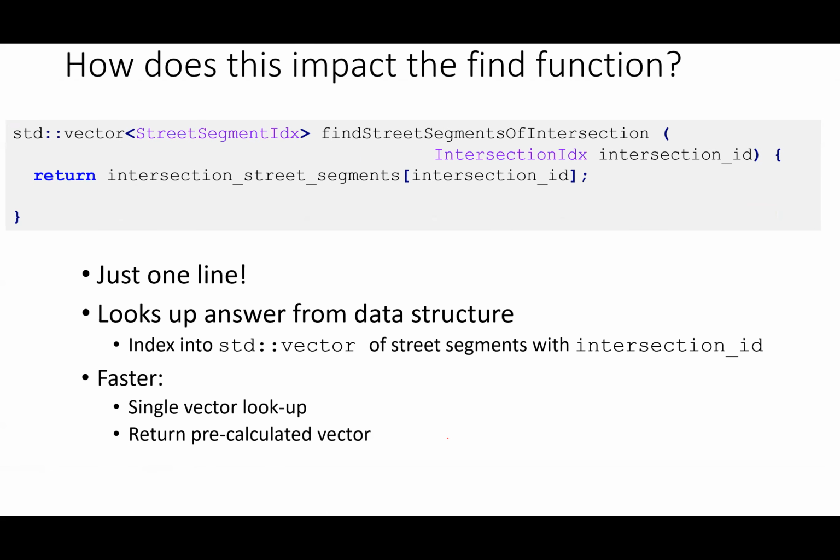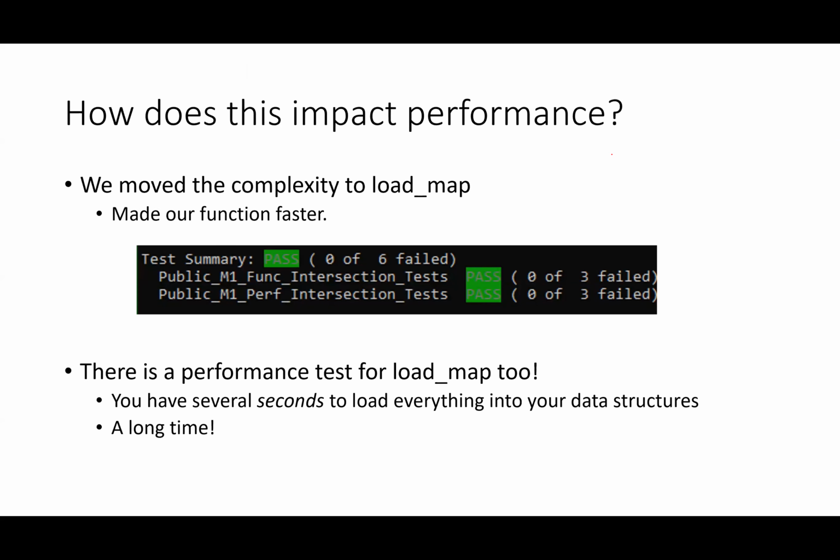After I've done this, my find street segments of intersection function becomes very simple. You pass me intersection 100, I already know the answer. I just return the vector for intersection 100. That's already my global variable. So it's a one-line answer. You can't get faster than this. It just immediately returns the vector that you already calculated. So by doing this, we made our function faster. We'll pass all the performance tests. And load map will also be okay because its performance requirement is very loose.